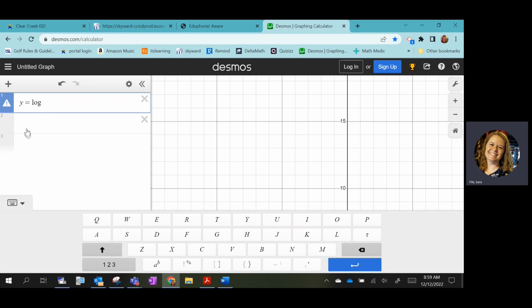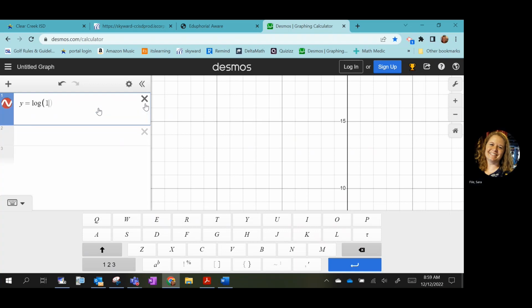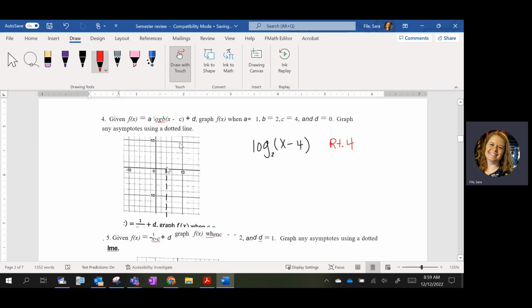You can enter a different log base, but for the sake of your intercept, the base doesn't affect the intercept because log base anything of 1 is 0. So when I input a 1, you can see here I get 0. So your x-intercept for all of your logs is always at 1. So this is just, instead of being at 1, it's being shifted right 4. So it's going to be at 5. And then you have the general shape you can sketch.